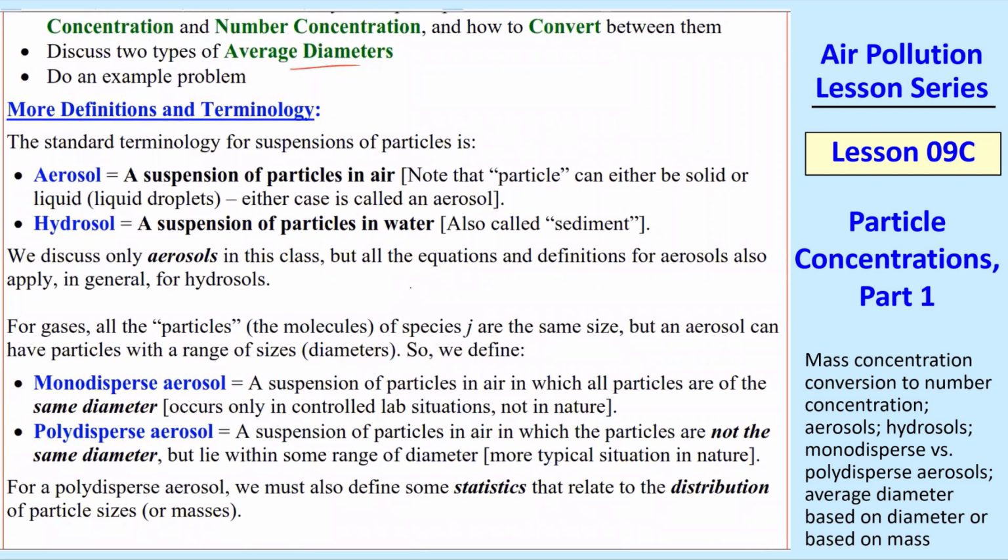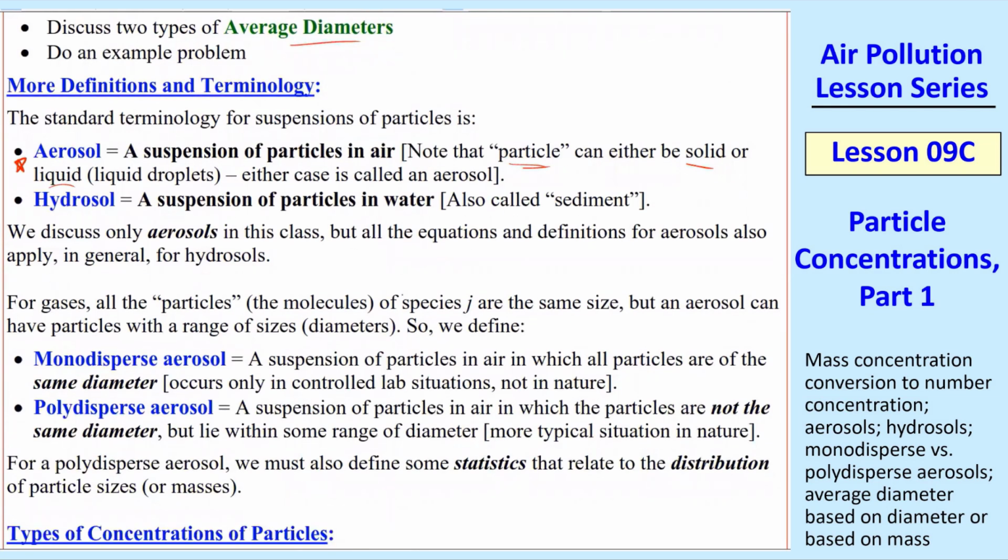The first additional definition is aerosol, and aerosol is a suspension of particles in air. And I want you to remember that a particle can be either a solid or a liquid. You can have liquid droplets, and people in the air pollution business still call those particles.